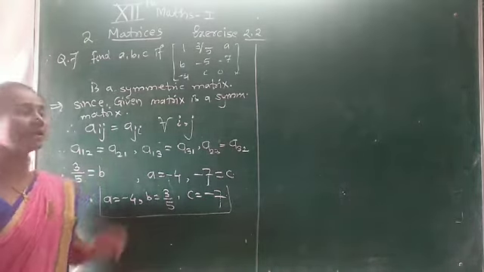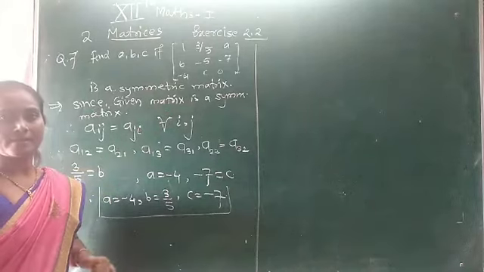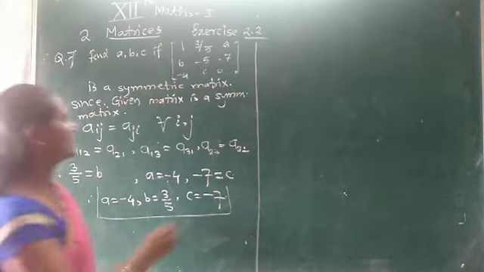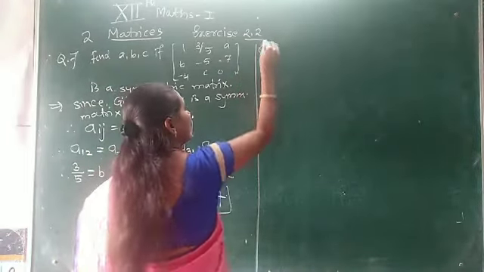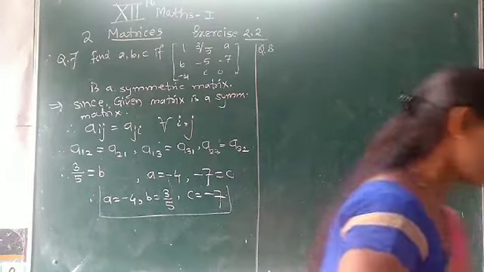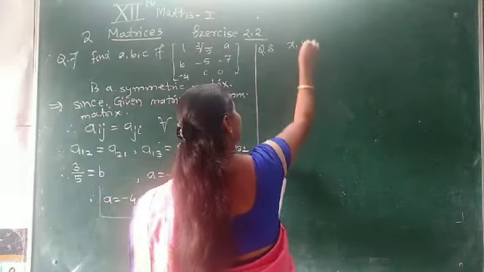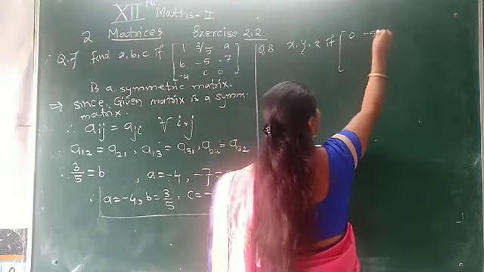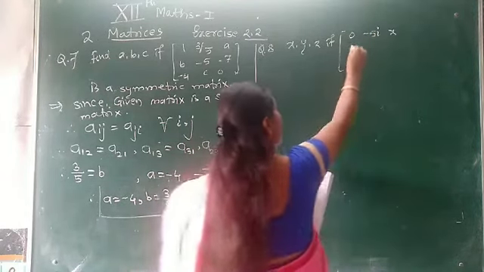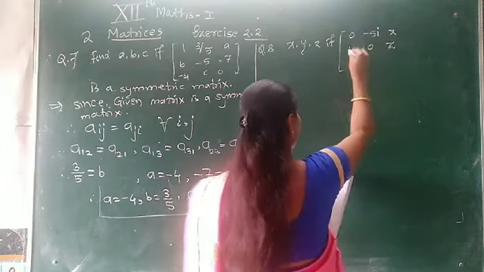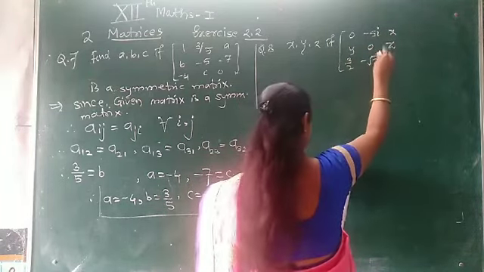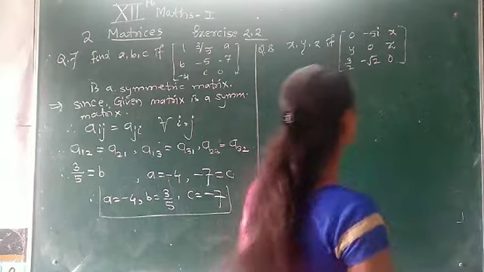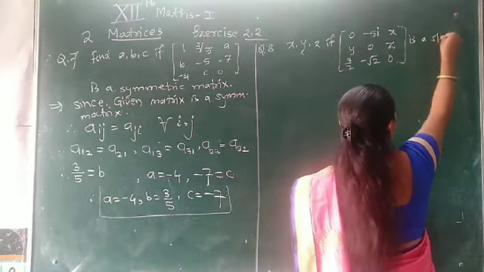What is the given condition here? The given matrix is a symmetric matrix, and symmetric matrix means aij is equal to aji. Now question number 8 is similar. Question number 8: find x, y, z if the matrix [0, -5i, x; y, 0, z; 3/2, -root 2, 0] is a skew symmetric matrix.